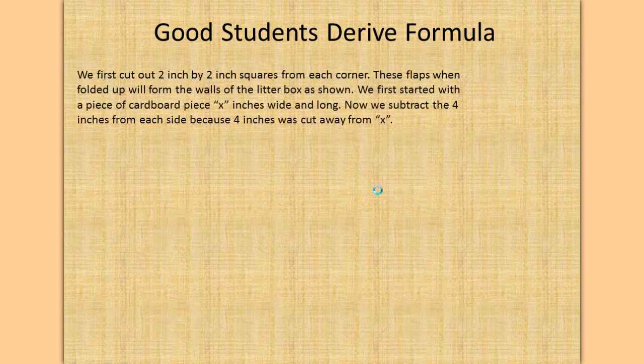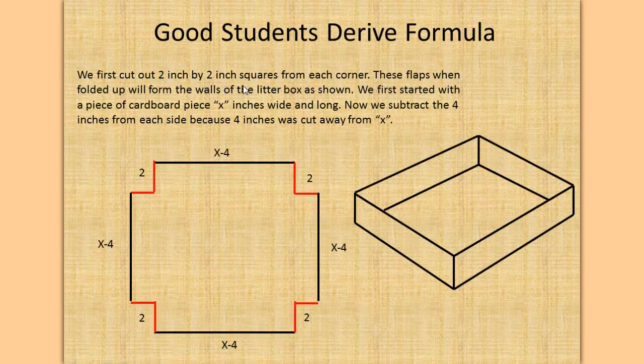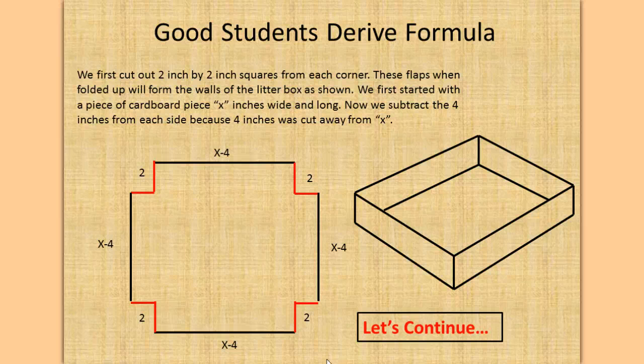Okay, so let's continue. First, we cut out 2 by 2 inch squares from each corner. These flaps, when folded up, will form the walls of the litter box as shown. We first started with a piece of cardboard x inches wide and long. Now we subtract 4 inches from each side because 4 inches were cut away from x. As you know, previously all of this was x on the top, the right-hand side, and the bottom. What we did was cut 2 inches by 2 inch out of each corner, so 2 plus 2 is 4. So we subtract 4 from x on each side, and that's how we get x minus 4. Then if we flip these flaps up, it forms the box as it is here to the right. Okay, let's continue.